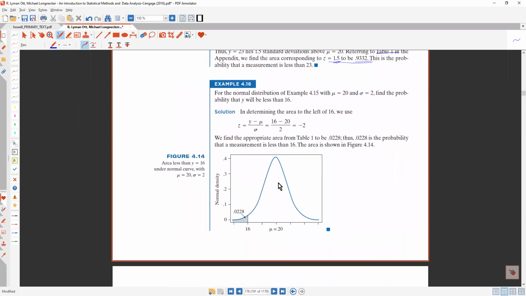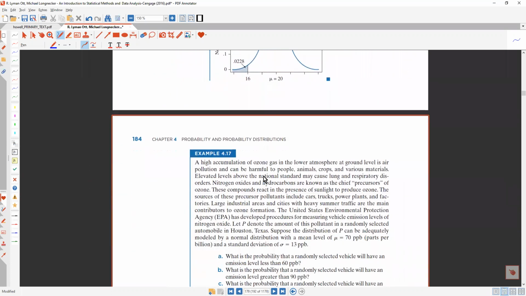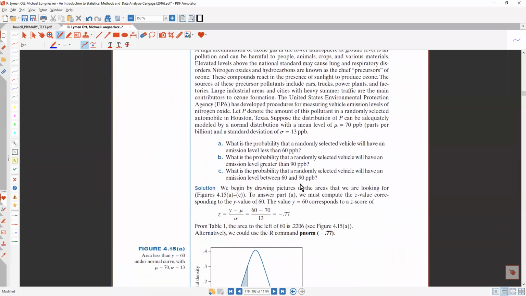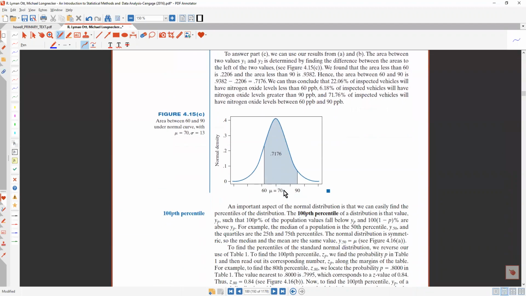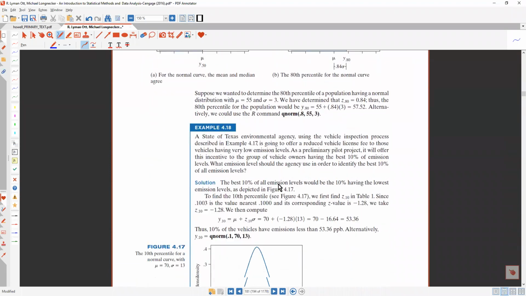Okay, and again, more examples here, really good examples to kind of get used to that distribution. Here's another example. You can look at more proportions under the curve, and they give a few more over here.